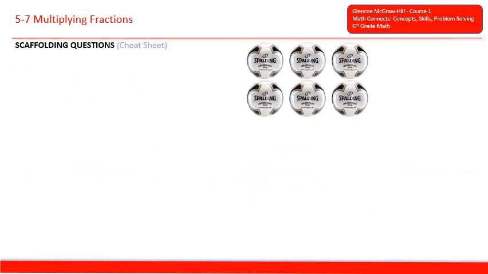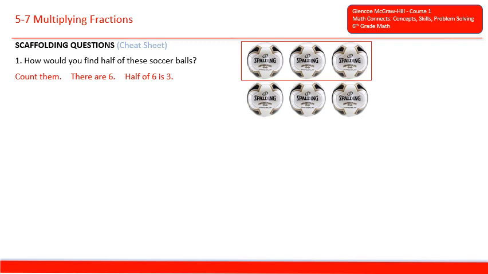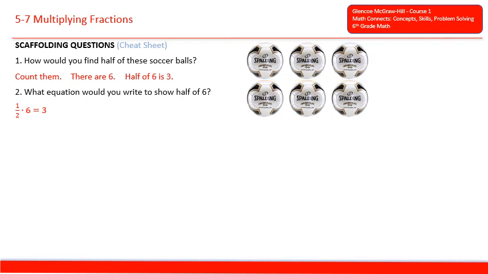Scaffolding questions. How would you find half of these soccer balls? You count them, and there are 6, and half of 6 is 3. So if we find the half, what equation would you write to show half of 6? So we need to write a math equation. We could do 1/2 times 6 equals 3. Remember that an equation has an equal sign.